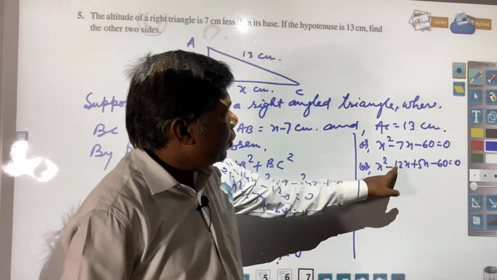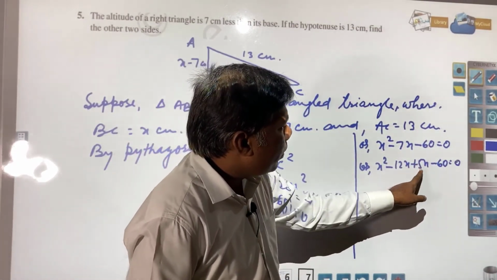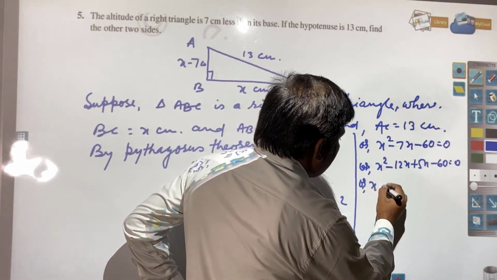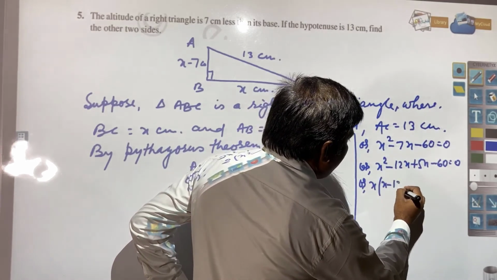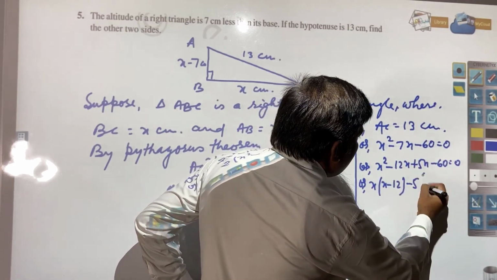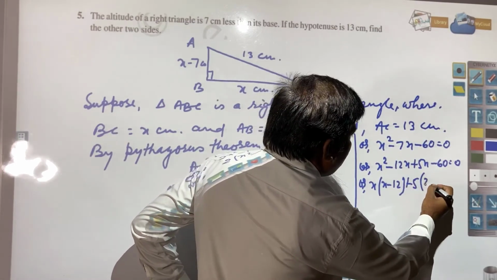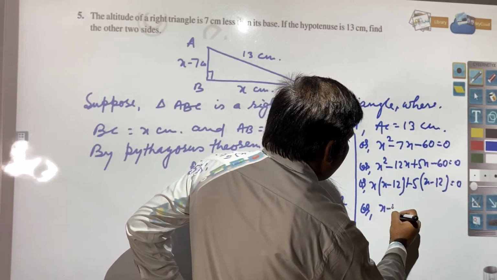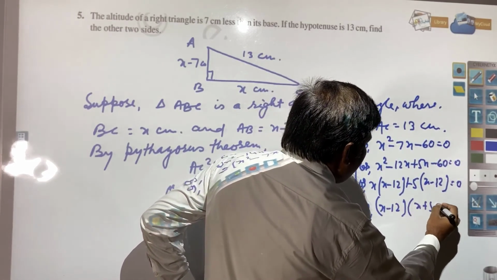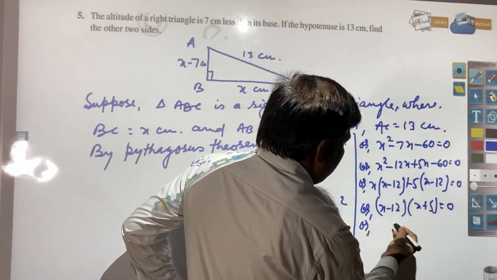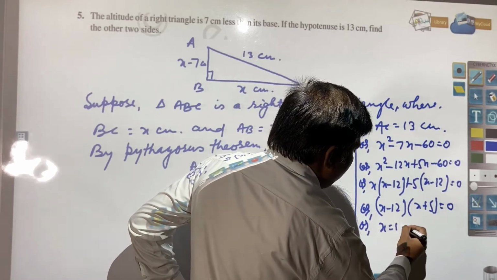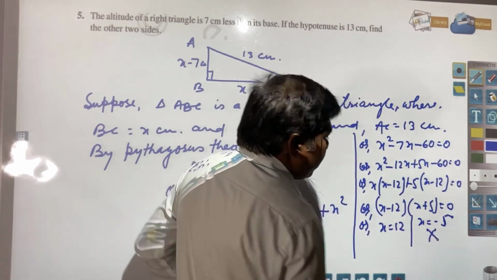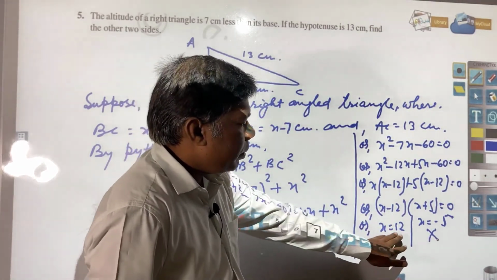Here you see 12 × 5 = 60, and minus 12 plus 5 is equal to minus 7. So x is common, x minus 12 common, 5 will be common, so x minus 12 is equal to 0, or you will get x minus 12 and x plus 5 is equal to 0. If this factor is 0, x will be 12. If this factor is 0, x will be minus 5. Minus 5 cannot be taken, a negative number cannot be taken, so x will be 12.